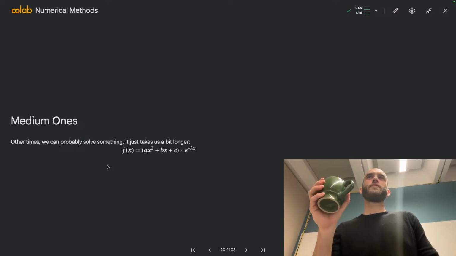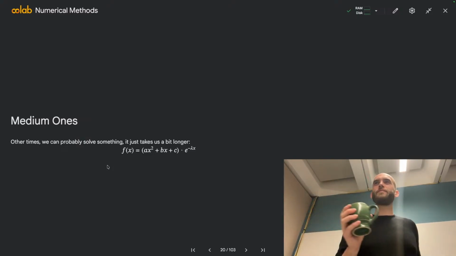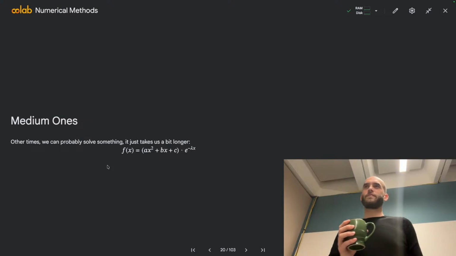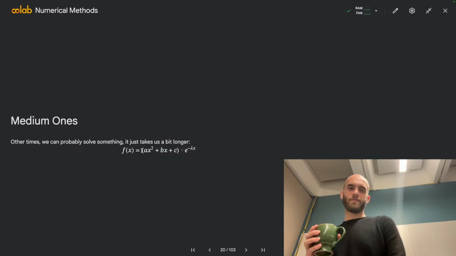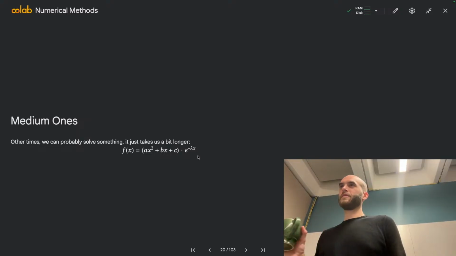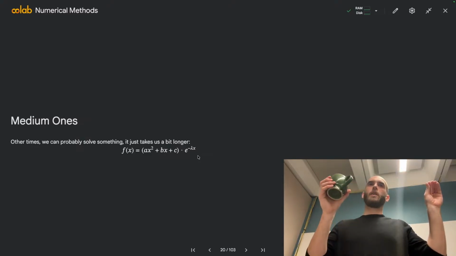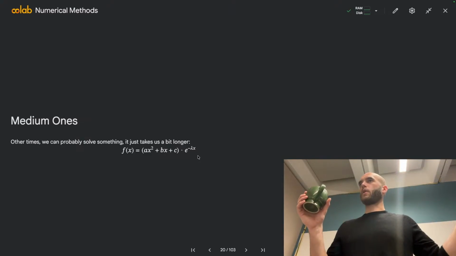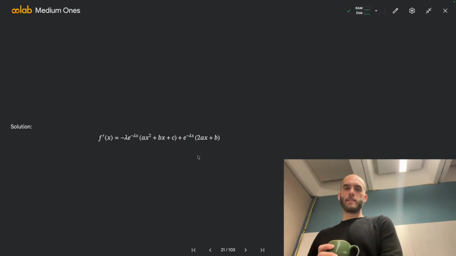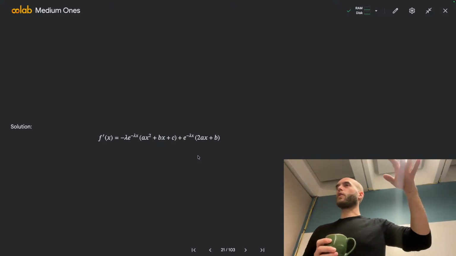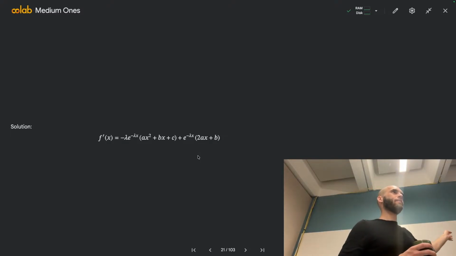Product rule. So product rule, yeah. You could define the function in the parentheses as your f of x, and then e to the minus lambda x is g of x, and you have f of x times g prime of x plus g of x times f prime of x. Yeah, nice. So we have two things multiplied by each other, and then we can just use the product rule. Without going through the whole process, we could write it out like this.